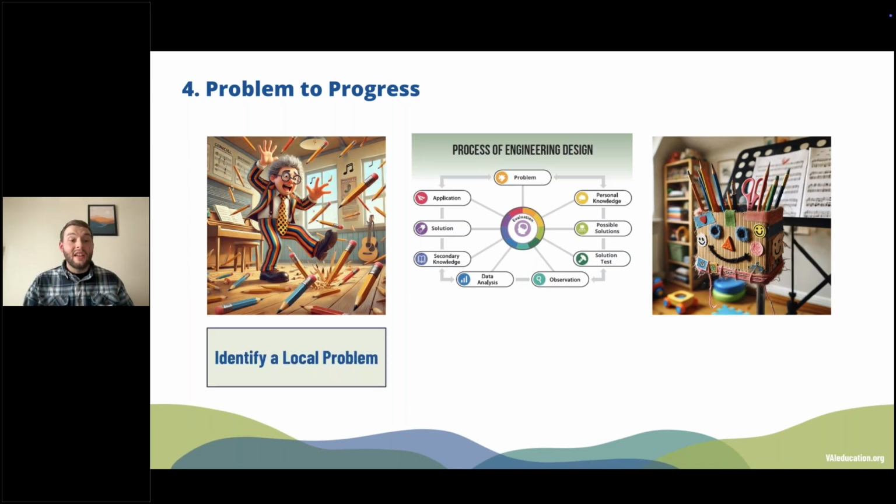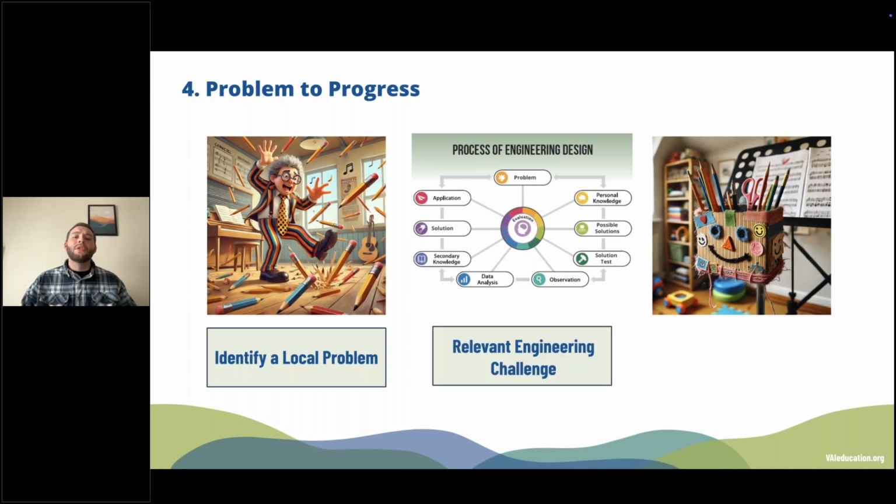So the idea here is that you can identify a local problem. That I feel like is super easy. Go around the school. Is there a little gadget that maybe some teachers need? Hey, maybe my teacher next door is having a really tough time with their turn-in bins, right? Maybe there's something we can invent, or maybe something we can design to help clean up that turn-in area back there. So once we have identified a local problem, we're going to come up with a relevant engineering challenge.